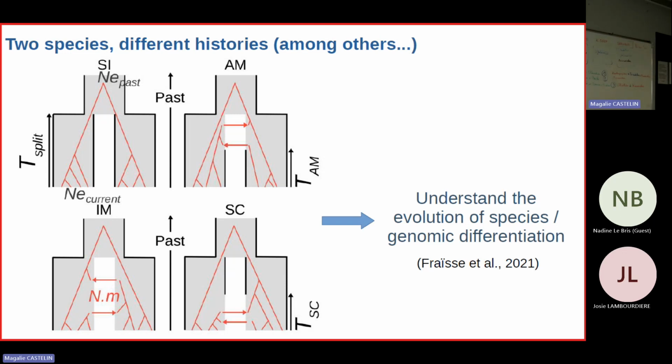The simplest is strict isolation. It means that you have an ancestor, then, for example, they are separated, and you have divergence with genetic drift, mutation, maybe selection. No more gene flow. Another history could be ancestral migration, which means that there is a first divergence, but there is still a bit of exchange, a bit of hybridization, gene flow, and then no more, which means that now, currently, you don't have any more gene flow.